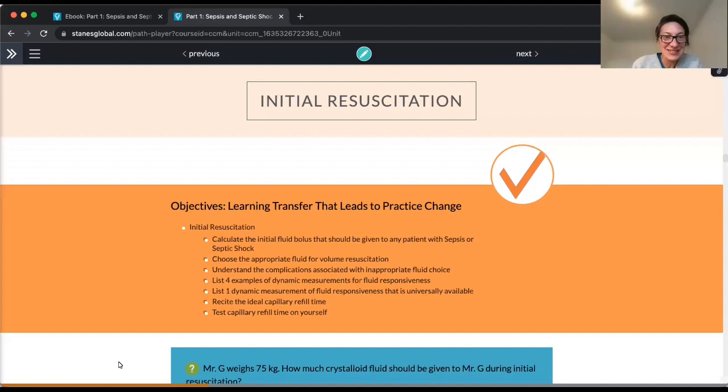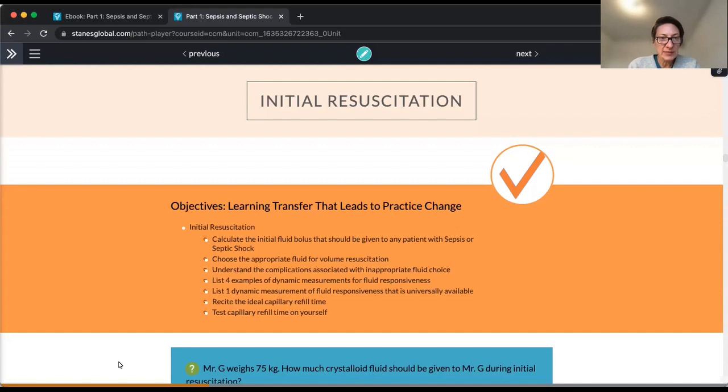So the initial resuscitation: we will calculate the initial fluid bolus that should be given to any patient with sepsis or septic shock. And we just learned that it's 30 mL per kg. Choose the appropriate fluid for volume resuscitation. Should we be using balanced crystalloids? Should we be using colloids? Should we be using normal saline? We'll talk about that. Understand the complications associated with inappropriate fluid choice.